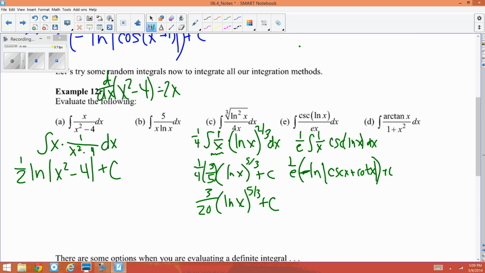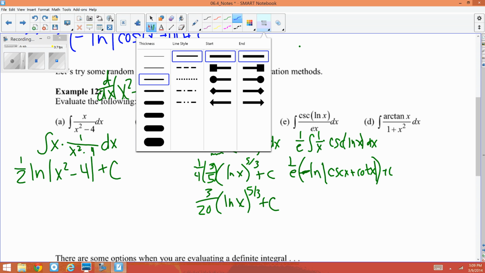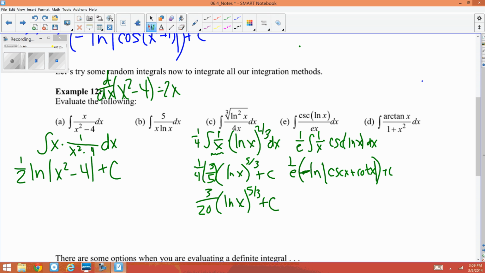This one's kind of neat. So I'm going to rewrite it down here. I'm going to just also rewrite it this way.